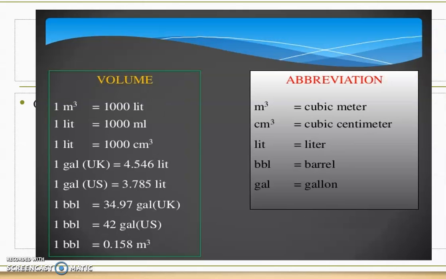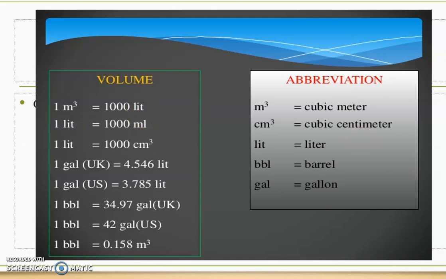The next important thing is volume. Volume is used widely in the chemical industry, so its unit is very important to know. 1 meter cube is equal to 1000 liter, 1 liter is equal to 1000 ml, 1 liter is equal to 1000 centimeter cube. Gallon in UK is equal to 4.46 liter, in US 3.785 liter. Barrel is 34.97 gallon in UK and 42 gallon in US. 1 barrel is equal to 0.158 meter cube.